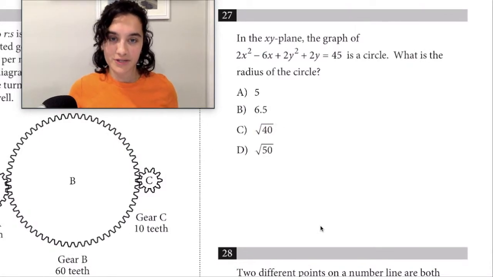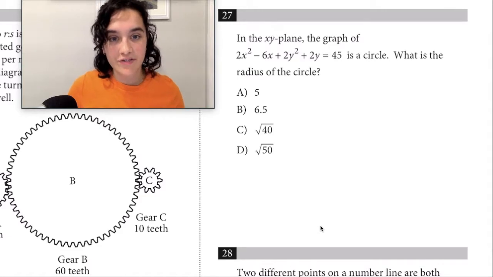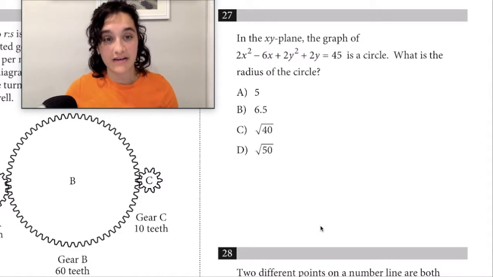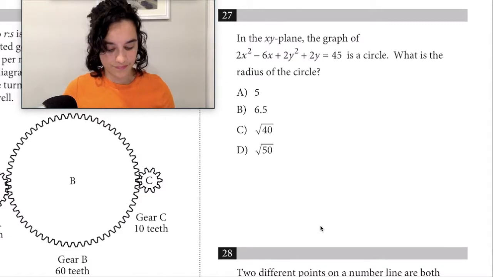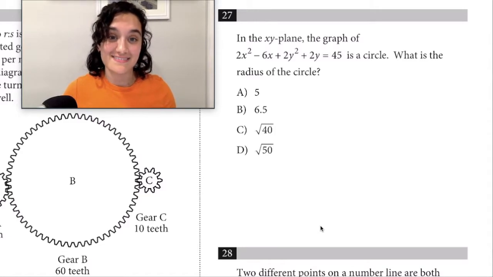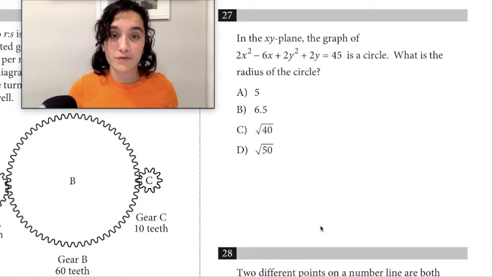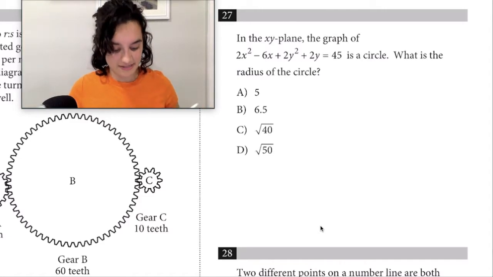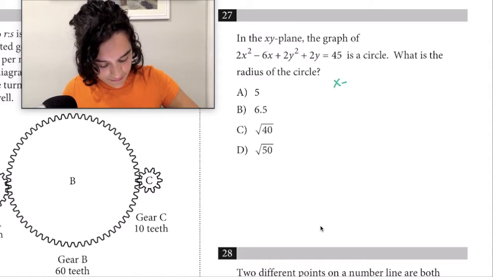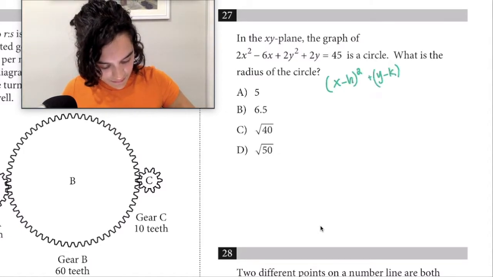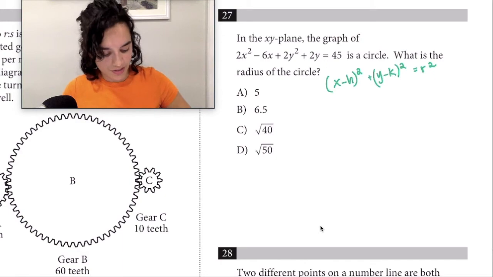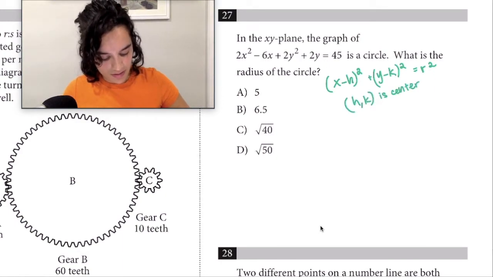So let's really quickly read the instructions. In the xy plane, the graph of 2x squared minus 6x plus 2y squared plus 2y equals 45 is a circle. What is the radius of the circle? So we are told that this is the graph of a circle, but it's not in a very familiar form. Just a reminder that the formula for the graph of a circle in a coordinate plane is as follows, where h, k is the center of the circle, and r is the radius.